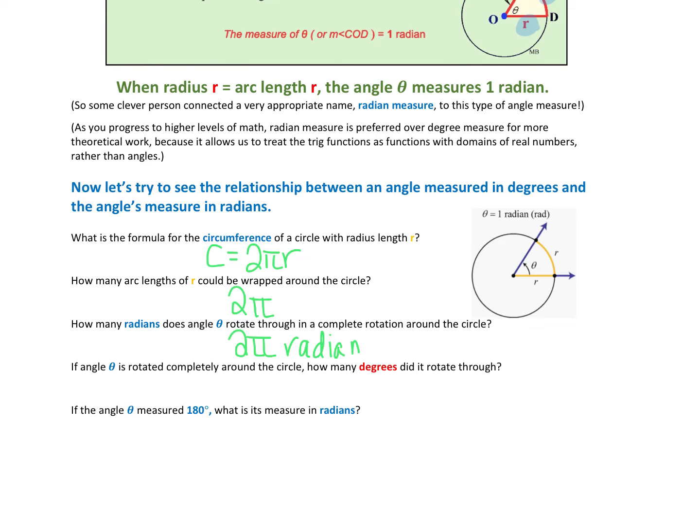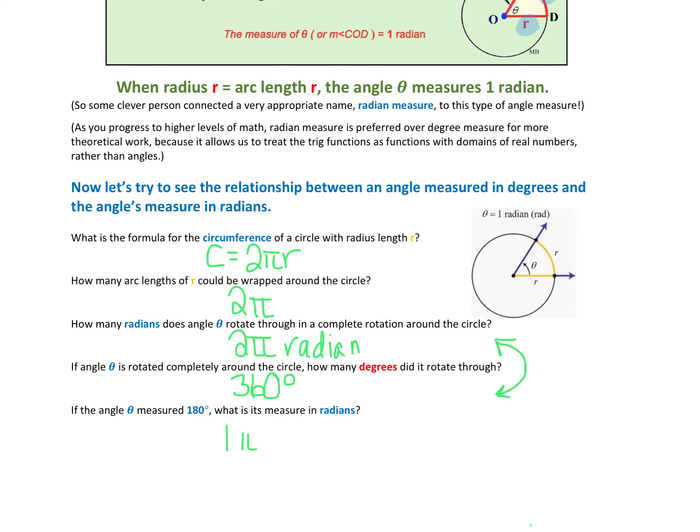If the angle theta is completely rotated around the circle, how many degrees did it rotate? Well, a full circle, and we're more comfortable with degrees, is 360 degrees. So therefore, these two equal each other. Just like 12 inches equals 1 foot, 2 pi radians equals 360 degrees. So if the angle theta measured 180, what is its measure in radians?